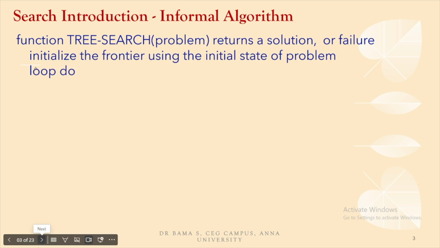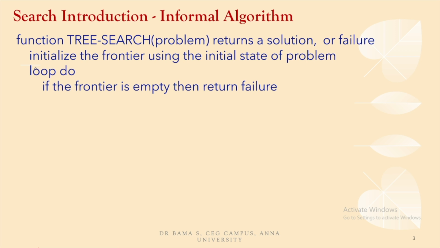Again, I will go through this. Whenever there is a search, it is going to return a solution when a goal is available, or it will return a failure. First, we will initialize the frontier. The frontier is something like a node that cannot branch out itself; pretty much it could be the leaf at that particular point. This is the initial state of the problem, and from the initial state we will repeat the steps again and again. If the frontier is empty, then it is going to be a failure.